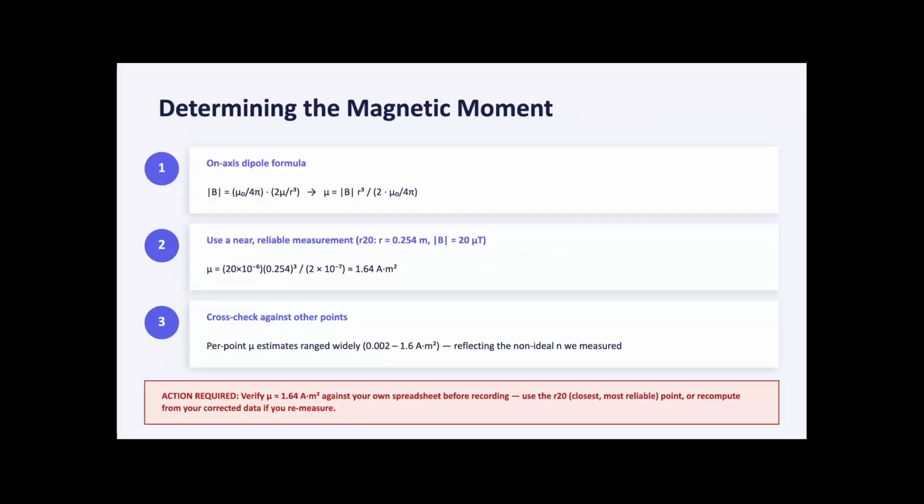To extract the magnetic moment, I used the on-axis dipole formula. The magnitude of B equals mu naught over 4 pi times 2 mu over r cubed. Solving for mu equals B times r cubed divided by 2 times mu naught over 4 pi. Using my closest, most reliable measurement, R20, where r equals 0.254 meters and B equals 20 microtesla, I calculated a magnetic moment of approximately 1.648 meters squared. When I checked this against my other data points, the per-point estimates vary quite a bit, from about 0.002 up to 1.68 meters squared, which again reflects the non-ideal power law we measured. I chose to trust the closest distance measurement most since it's least affected by any residual Earth field error.